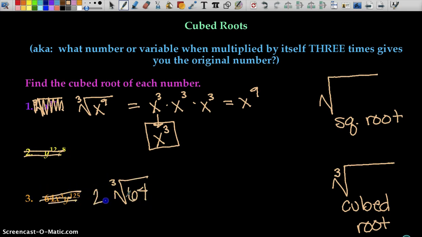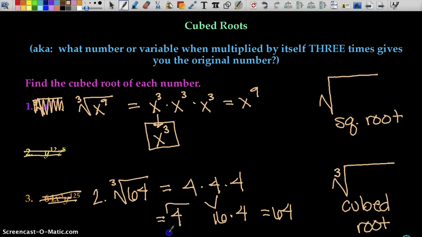Make this your new number 2. Cubed root means what number multiplied by itself 3 times, and in this case 4 times 4 would give you 16, and 16 times 4 would give you 64. So the cubed root of 64 is in fact 4.